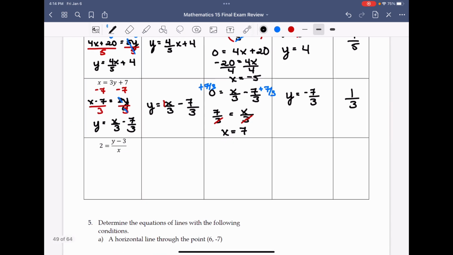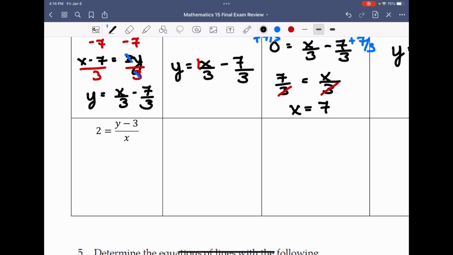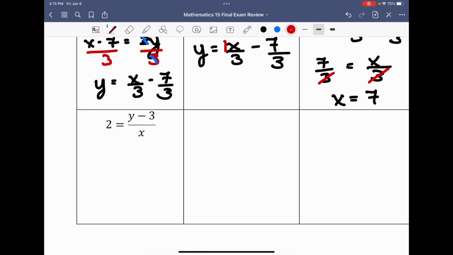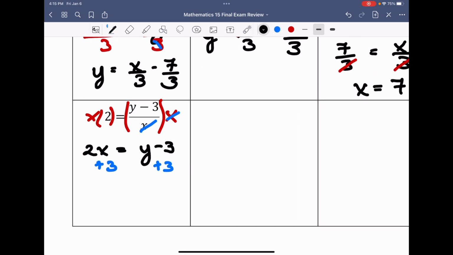All right, last one in this chart here. We're going to look at this and we see there's an x in the denominator. How do we get that out? We know we have to multiply both sides by x. When we multiply both sides by x, I get 2x is equal to y minus 3 because we know the x disappears from the right. And then if I want to get rid of that 3 and isolate for y, I just add 3. Therefore, I get y is equal to 2x plus 3. So my equation in terms of slope form is 2x plus 3.